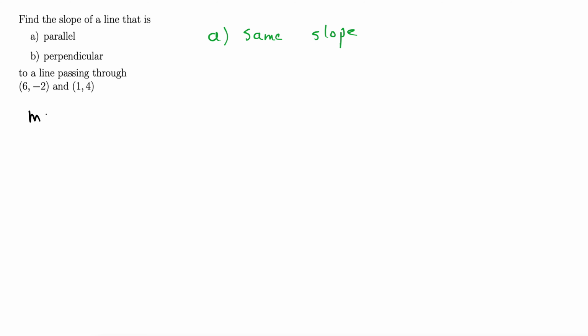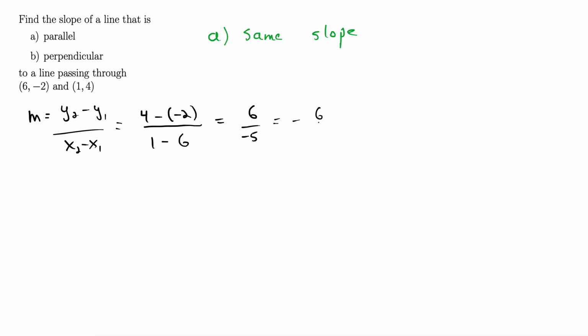Recall that the slope is rise over run, y2 minus y1 over x2 minus x1. Let's call this one x1, y1, this one x2, y2. So 4 minus a -2, so I subtracted -2 from 4, over 1 minus 6. That gives us 6 over -5, so -6/5. There's the slope of this line.